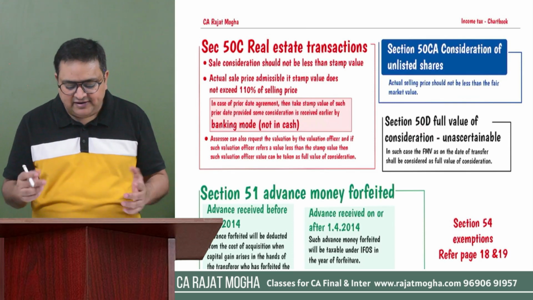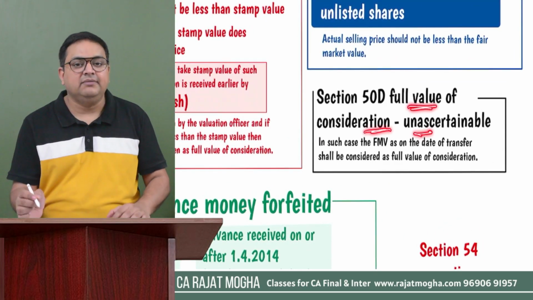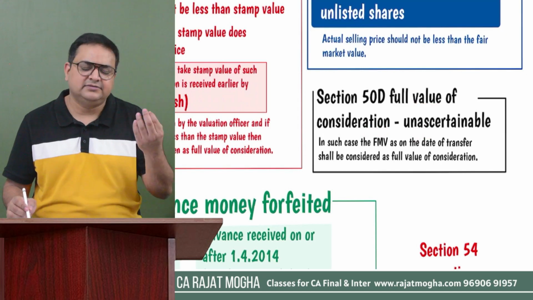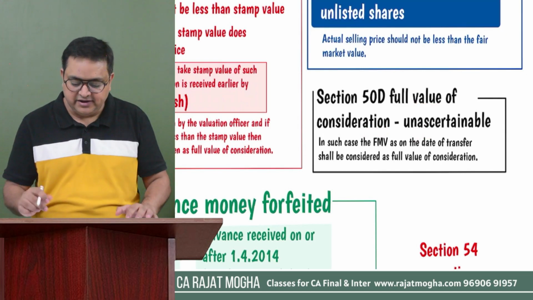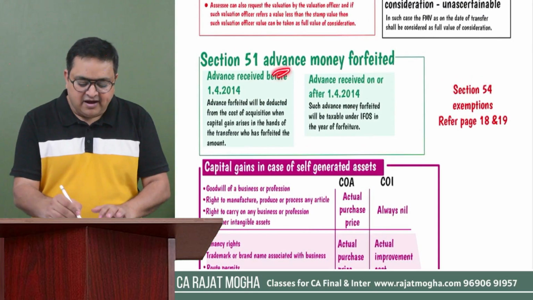Section 50D, again a very small section. If the full value of consideration is not ascertainable, then we have to take the fair market value on the date of transfer. Section 51 is advance money forfeited.